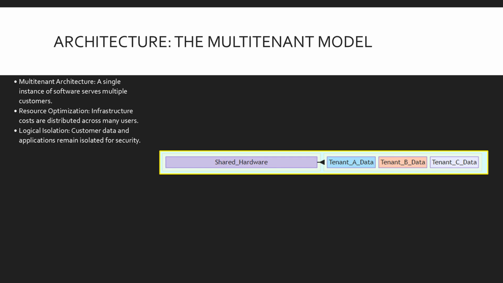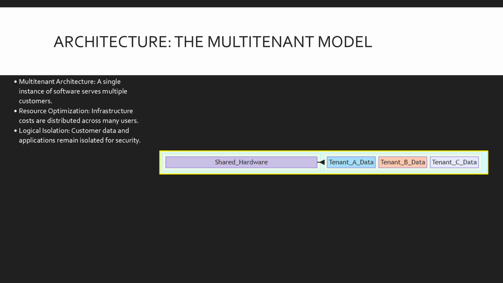A defining technical characteristic of SaaS is multi-tenant architecture. This means a single instance of the software application serves multiple customers or tenants simultaneously. This approach optimizes resources and reduces costs because the infrastructure and maintenance expenses are distributed across many customers. However, despite sharing physical resources, the provider ensures logical isolation. Your data and identity information are kept distinct and secure from other tenants, ensuring that, while you share the engine, you don't share the data.